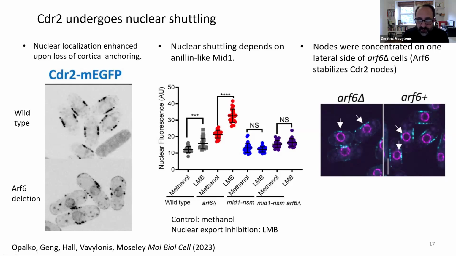And it turns out this also depends on this other node protein called MID1. This is an anillin-like protein that's also found in regulating cytokinesis in animal cells. And this nuclear shuttling seems to play a role in positioning these nodes, because in the cells that lack this R6 protein, when the nucleus happens to be close to one side of the cell, you see these nodes form near the side where the nucleus is close to the membrane.